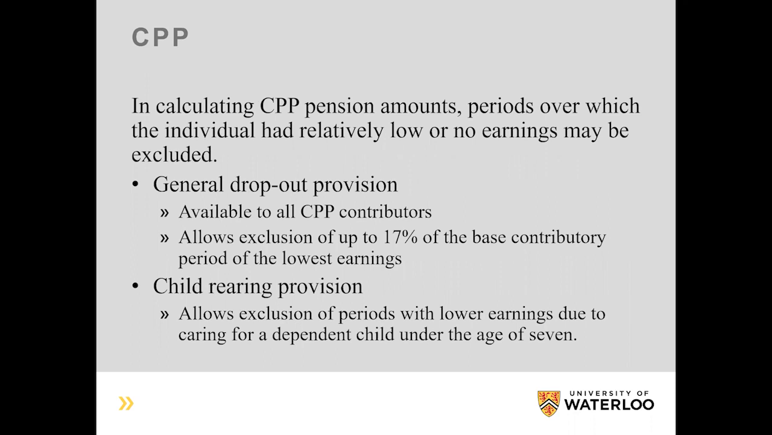In calculating CPP pension amounts, periods over which the individual had relatively low or no earnings may be excluded. And this can be done through either one of these provisions. The first provision is the general dropout provision, which is available to all CPP contributors. It allows exclusion of up to 17% of the base contributory period of the lowest earnings. The second provision is child rearing provision. It allows exclusion of periods with lower earnings due to caring for a dependent child under the age of 7.